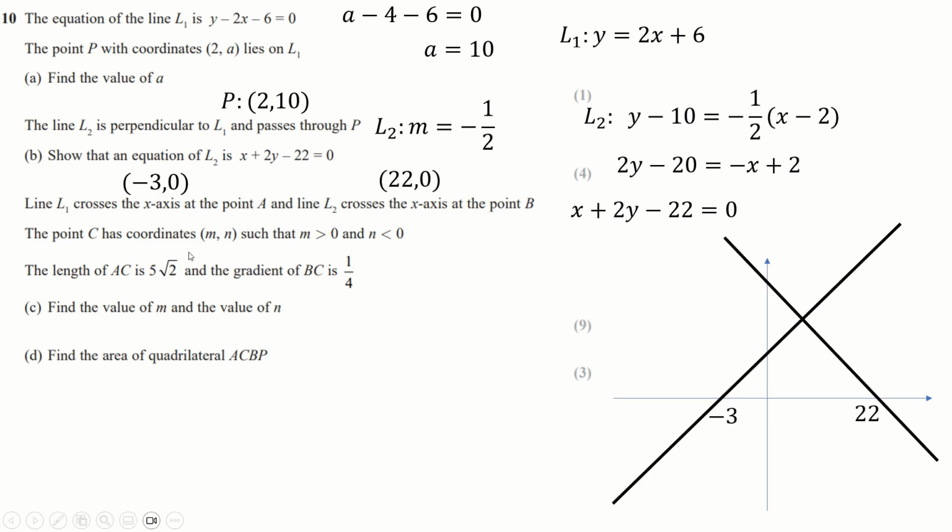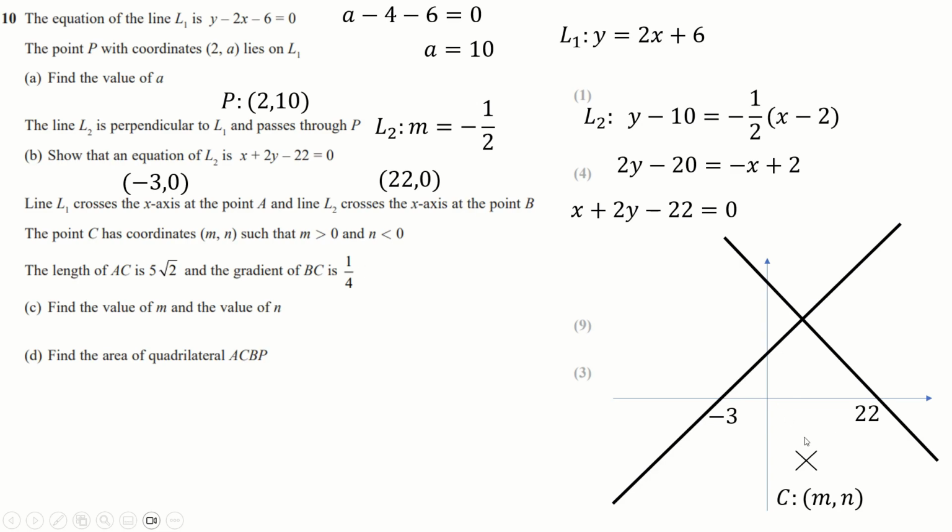Now we've got a point C, (m, n), such that m is greater than 0, so the x-coordinate is greater than 0, so over here, and the n, the y-coordinate, is less than 0, so we're in this area here. And apparently, the length of AC, so this is A here, and this is C. So the length of AC is this length, and the gradient of BC, so this is C and this is B, is a quarter.